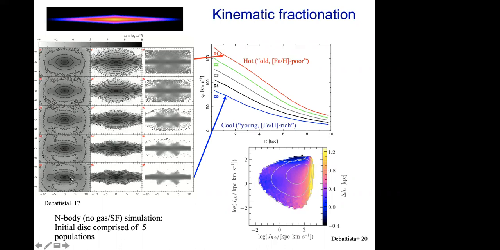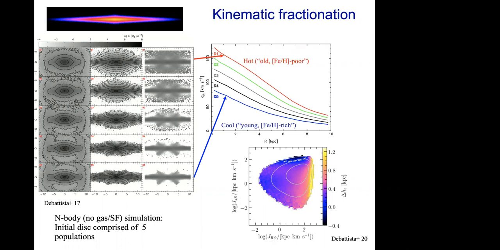If I look edge on, the population that was initially cool remains fairly thin. The population that was initially radially hot has thickened considerably. If you compare those two, there's a huge difference there. And the population that was radially cool has a strong X shape. The population that was radially hot doesn't have quite such a strong X shape. This is a purely test model to show you how this can arise.